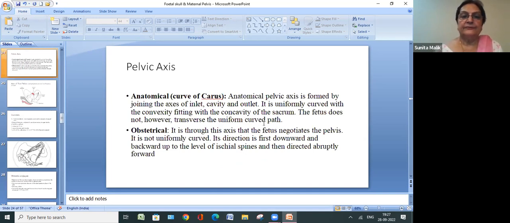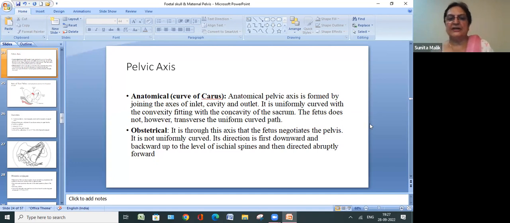Now the curve of the pelvis, the axis of the pelvis. I have already said that since it is like this, the axis is when we join the inlet, the mid cavity, and the outlet. In the inlet it goes downward and backward, then it becomes straight, and then the fetus comes out forward. So the curve is the anatomical curve and the obstetrical curve. The anatomical pelvic axis is formed by joining the axes of the inlet, cavity, and outlet, uniformly curved, with the convexity fitting with the concavity of the sacrum.